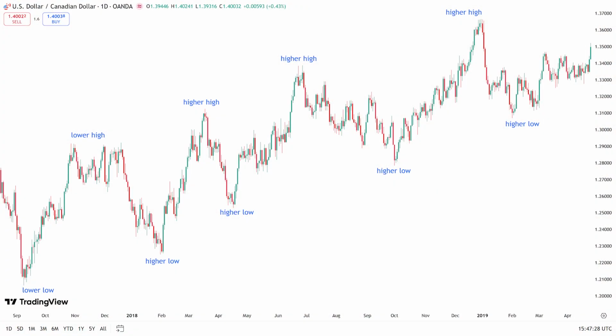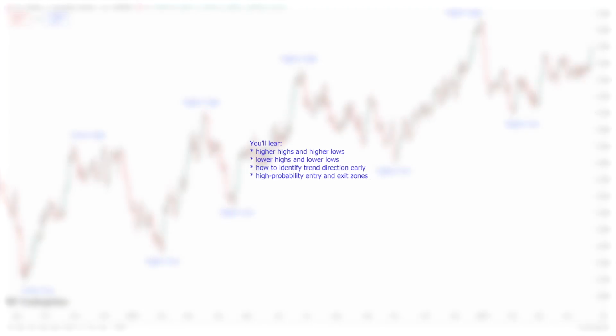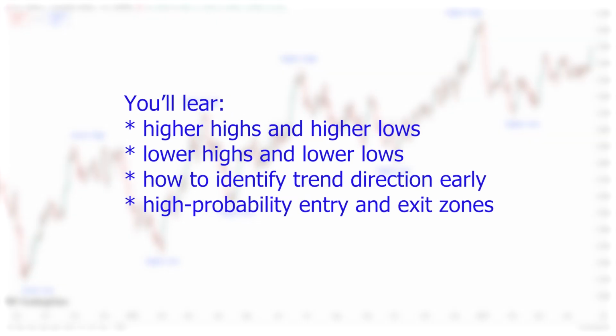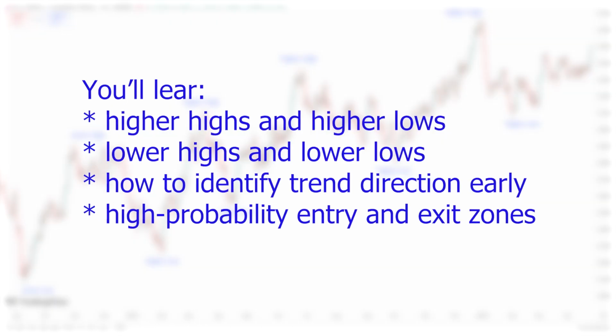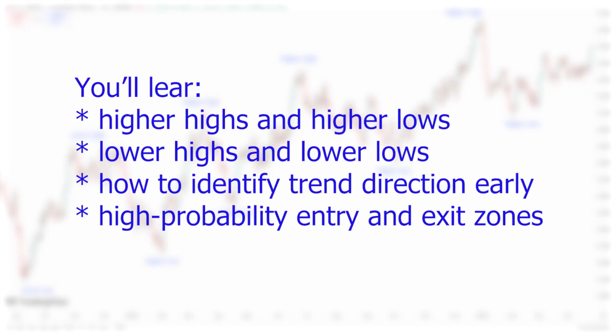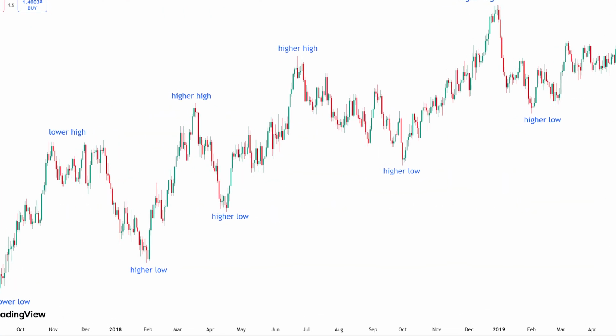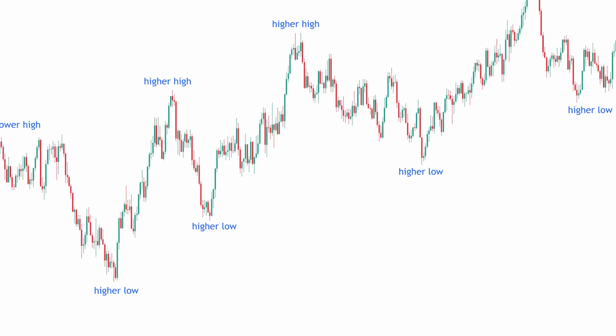In the next video, we'll break down market structure from the ground up. You'll learn higher highs and higher lows, lower highs and lower lows, how to identify trend direction early, high probability entry and exit zones. Once you understand market structure, you'll never look at a chart the same way again.